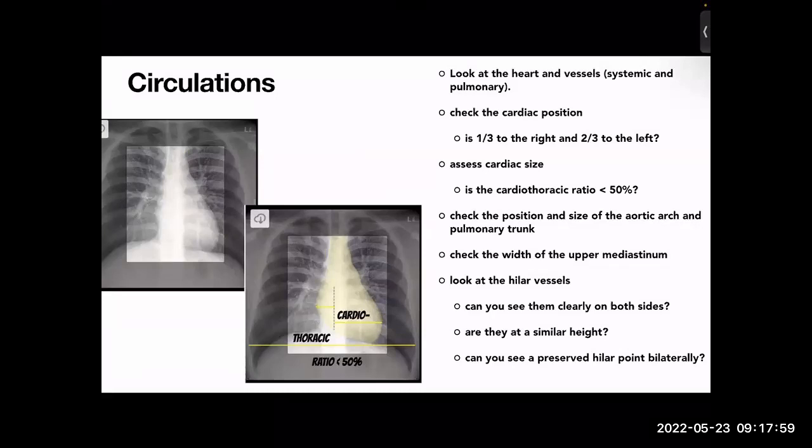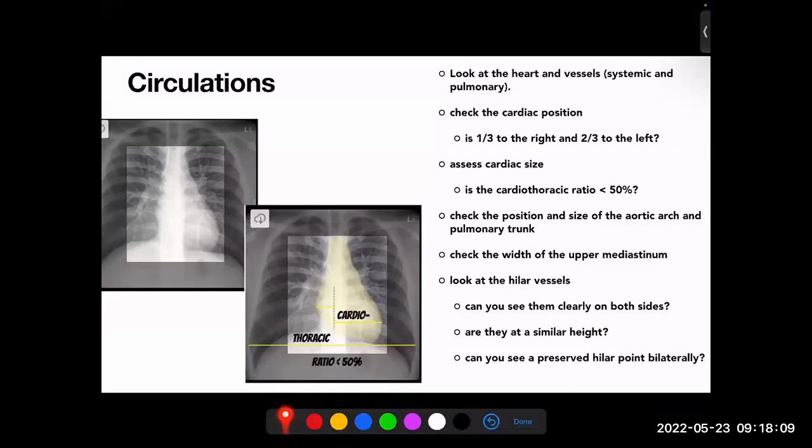Circulation. When we look at circulation, we look at the heart, and it's not just the heart, but up to the aorta. And the aorta up here, you can see the knuckle. You can see the cardiac shadow on the left and on the right. You see how this heart is sitting. Then there is some element that we talk about.